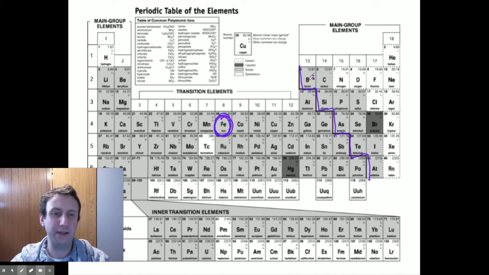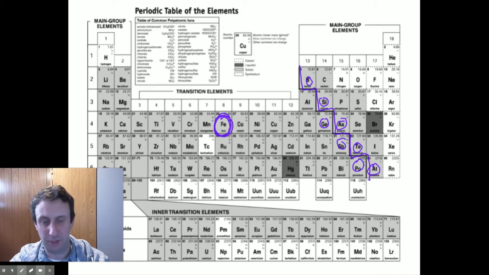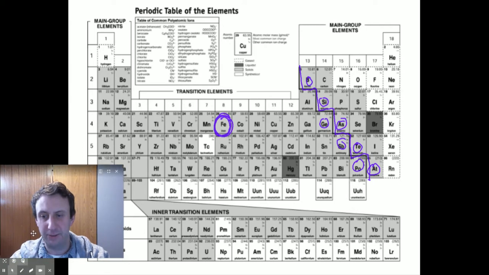Now, straddling the staircase line, boron, silicon, germanium, arsenic, etc., these are actually the metalloids, okay, on either side of this staircase line. The metalloids have properties of both metals and nonmetals. It's a hybrid between the two. We'll talk about those properties in just a bit, but while we're on the screen, I thought I'd point that out. You'll notice I did not circle aluminum because it does not actually count as a metalloid. It is strictly a metal. And you probably know that from learning already about aluminum a little bit.